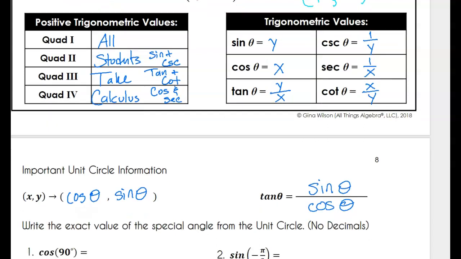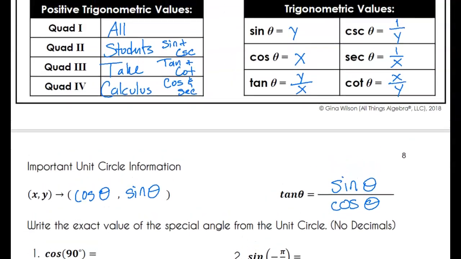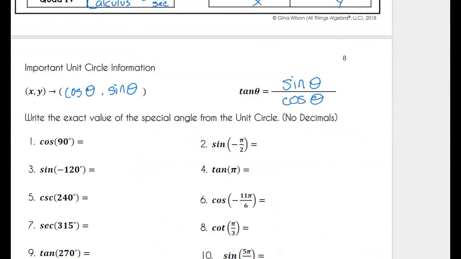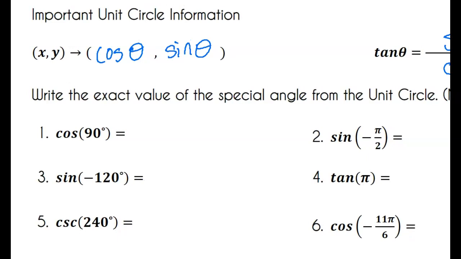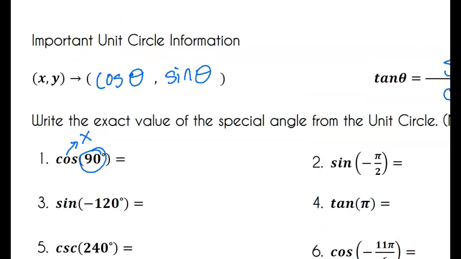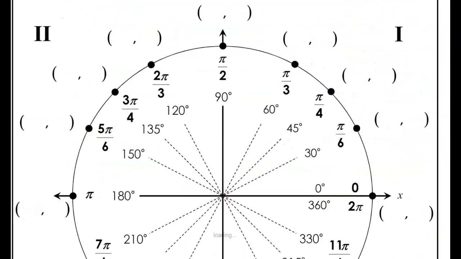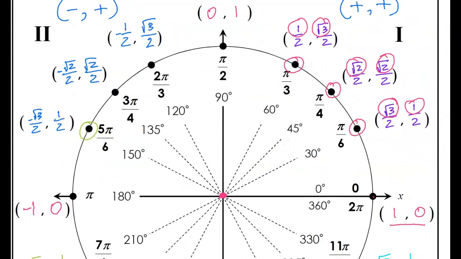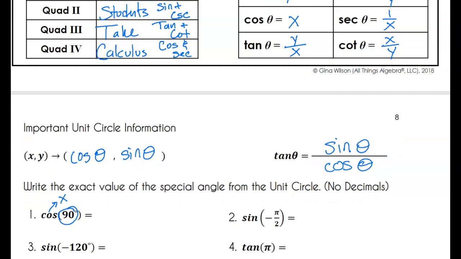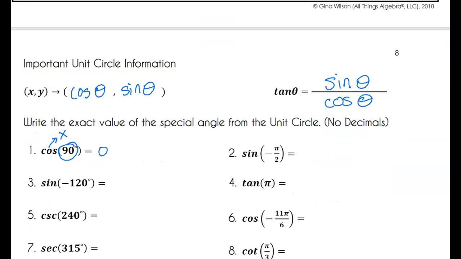That's basically all that you need to know in order to do anything on the unit circle, because all of the questions are going to ask is you looking for that angle on the unit circle and knowing how to find the trig function at that. So cosine is always the x value. So you go up to your unit circle, you find 90 degrees, and you're looking for the x value, which is 0. Then you go back down and you say cosine of 90 is 0. Done.